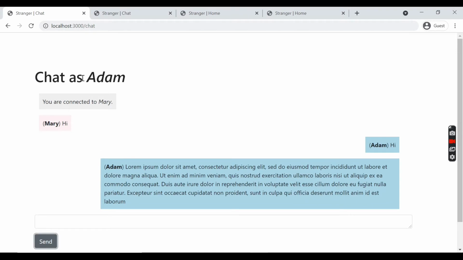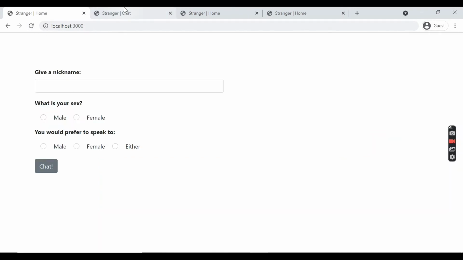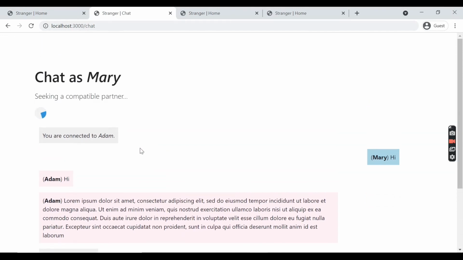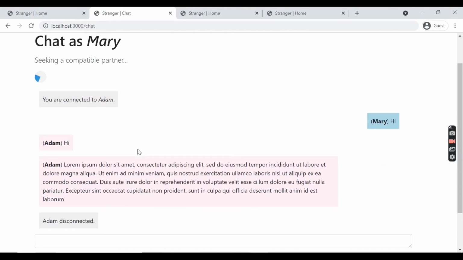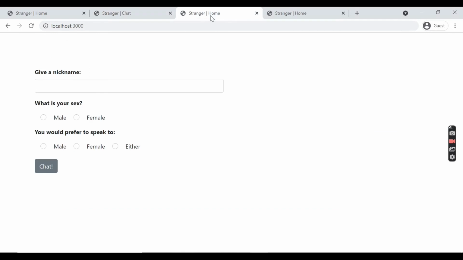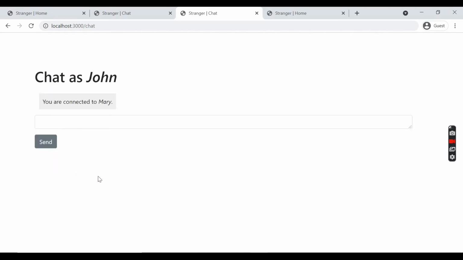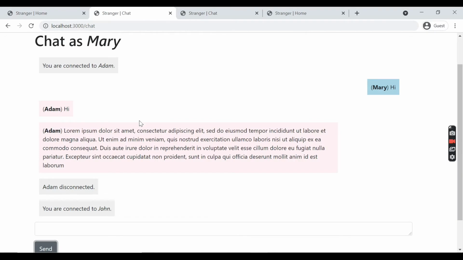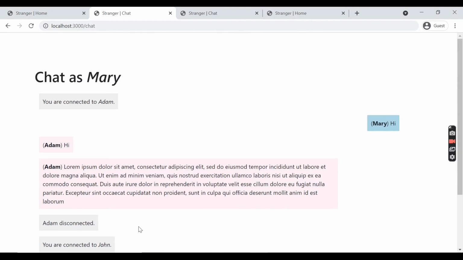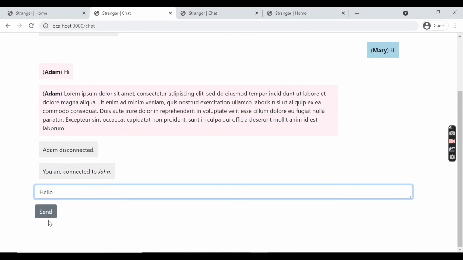one thing that may happen is that Adam disconnects. Let's say that happens, then Mary is waiting for a partner again, because there is no other client with matching preferences who is currently connected. So let's say John now joins. And he was happy to connect with a male or a female, and he matches Mary's preferences, so now they are connected.